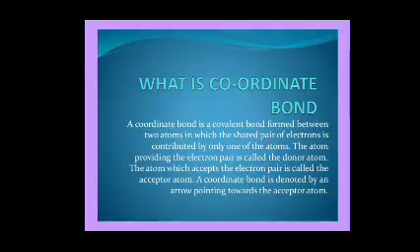What is a covalent bond? Sharing of two electrons between the atoms is called a covalent bond. The covalent bond formed by sharing a pair of electrons contributed by one of the bonded atoms is called a coordinate covalent bond or dative bond.